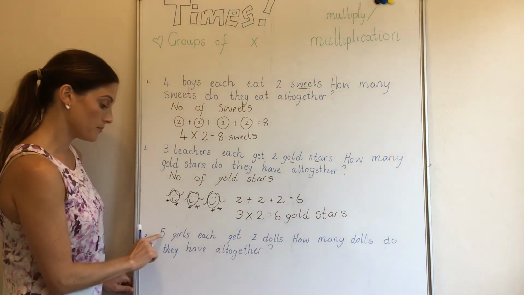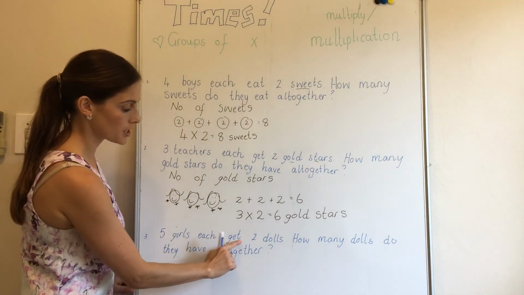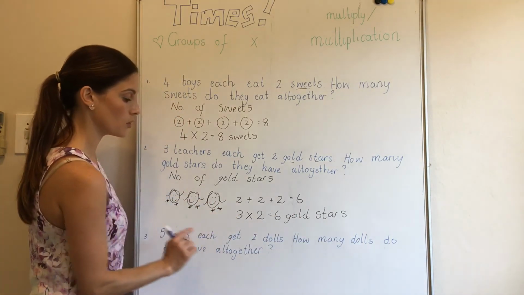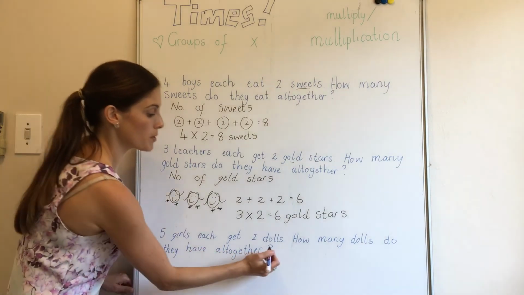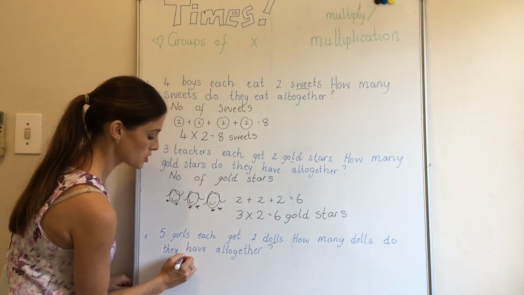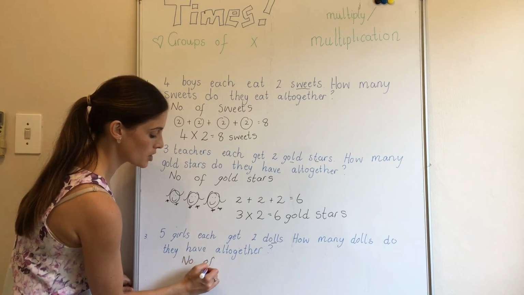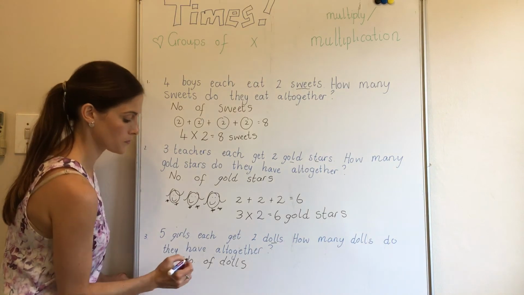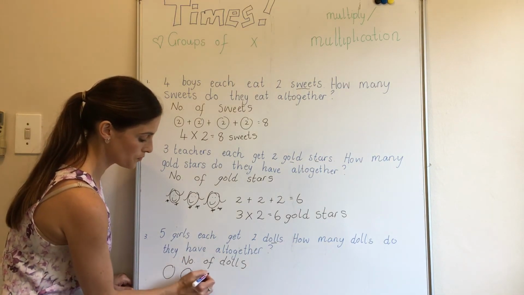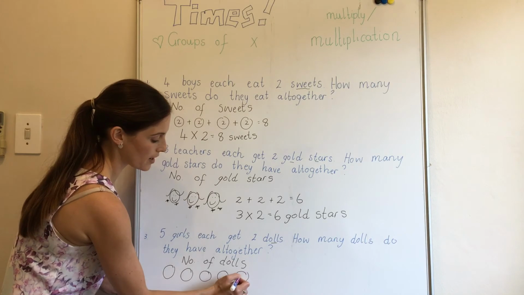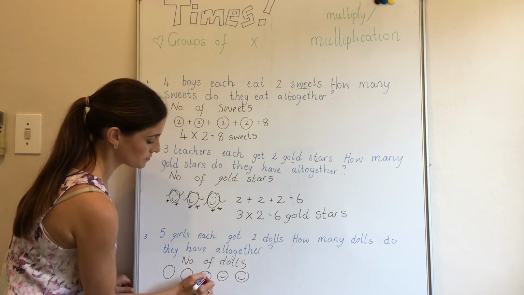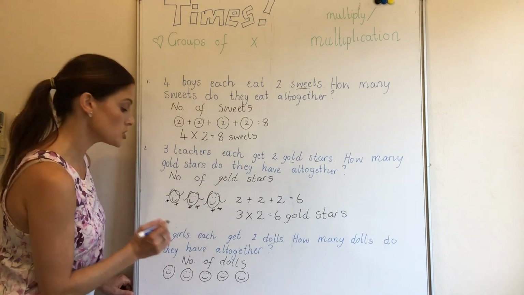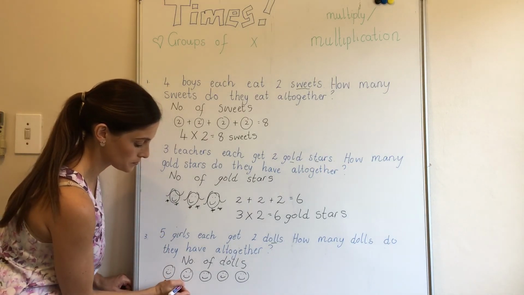Let's look at the last one. 5 girls each get 2 dolls. How many dolls do they have altogether? Okay, so remember we're talking about dolls. So we're going to say here, number of dolls. Now there's 5 girls. Okay, so we're going to have 1, 2, 3, 4, 5 girls.